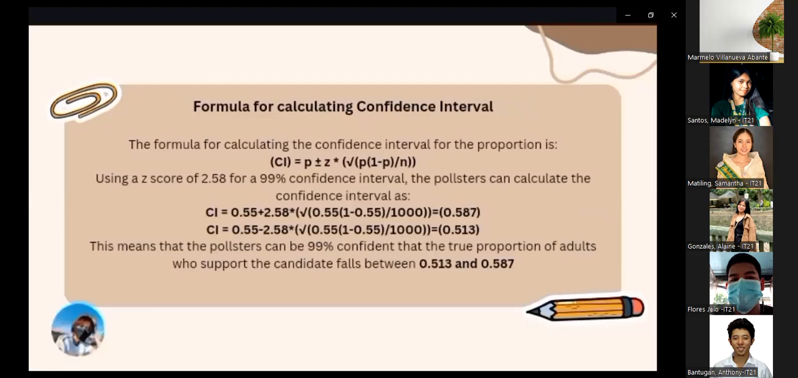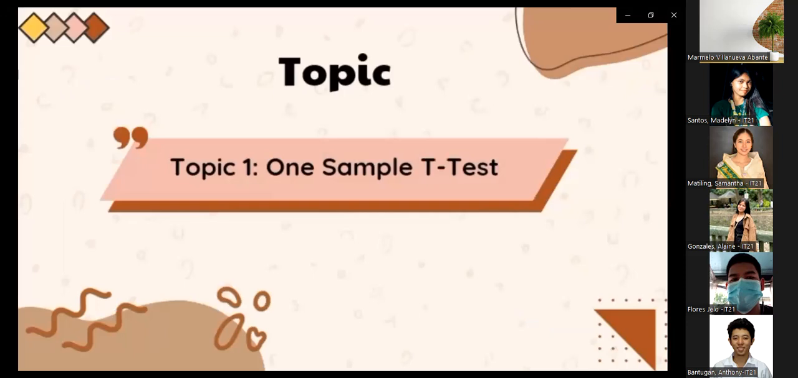Now, applying the formula for the proportion using a z-score of 2.58 for a 99% confidence interval, the pollsters can calculate the confidence interval as shown. This means that the pollsters can be 99% confident that the true proportion of adults who support the candidate falls between 0.513 and 0.587.